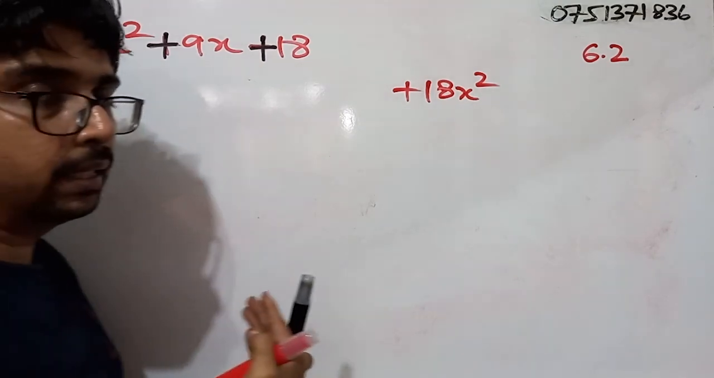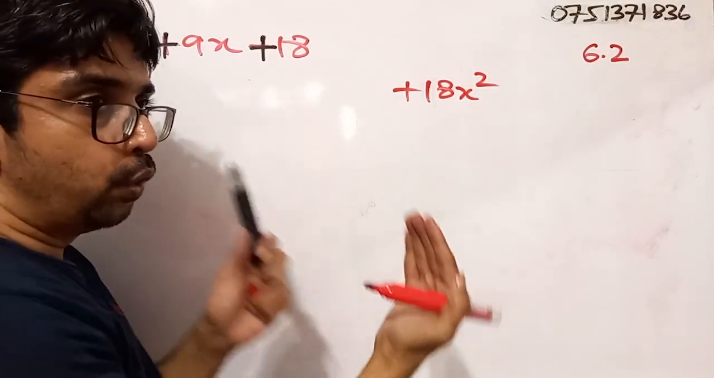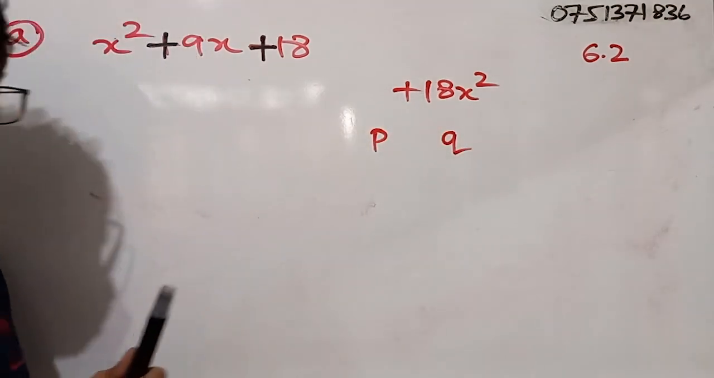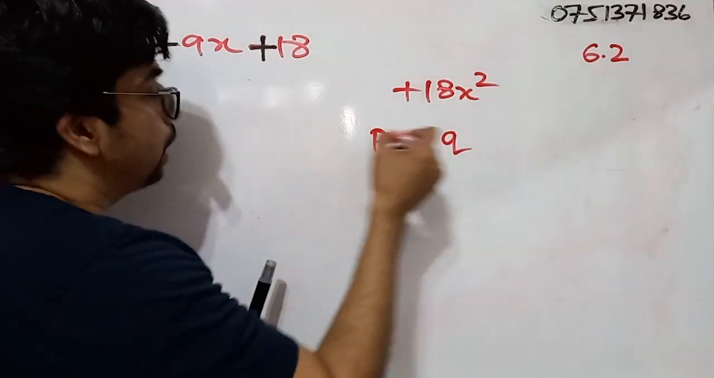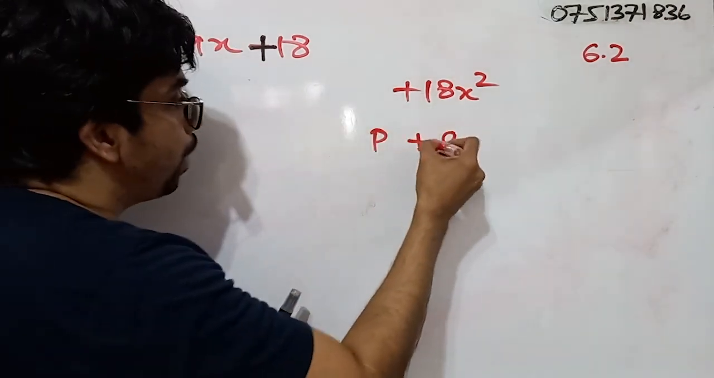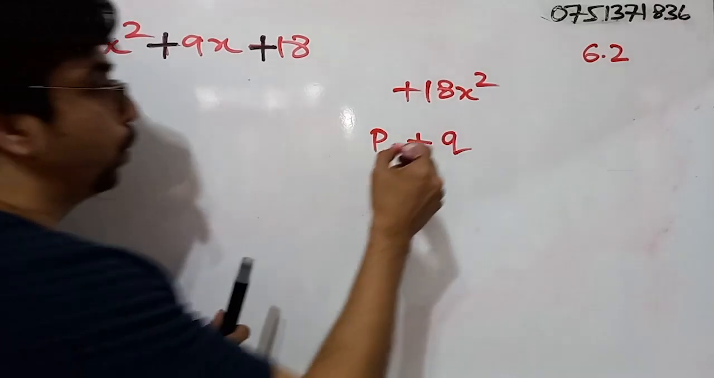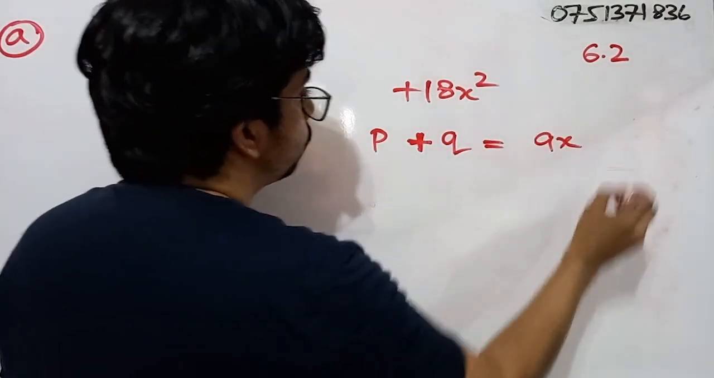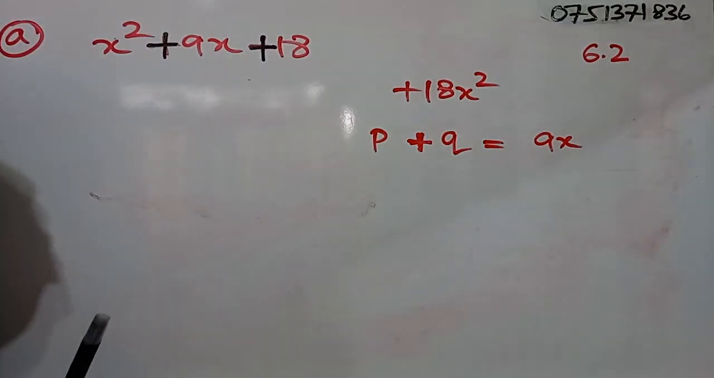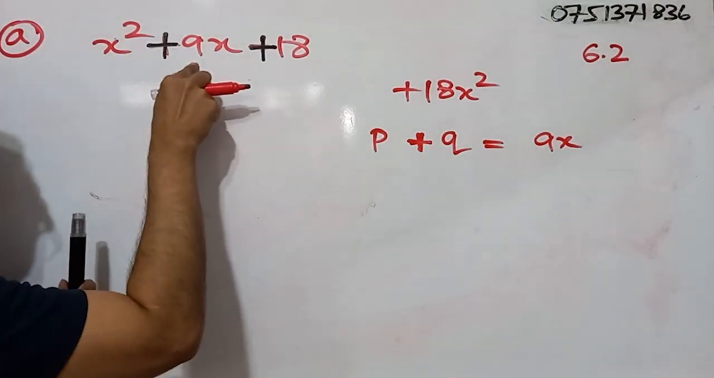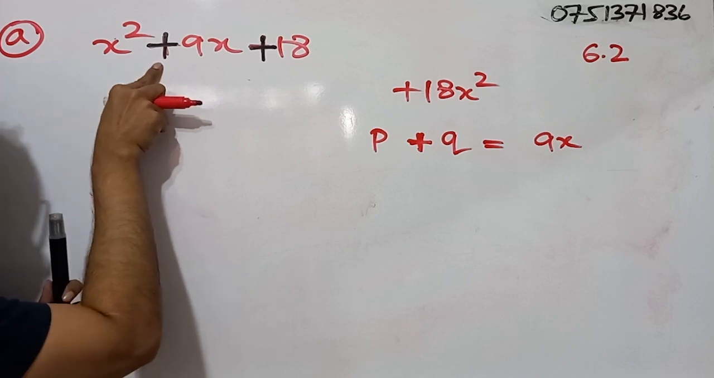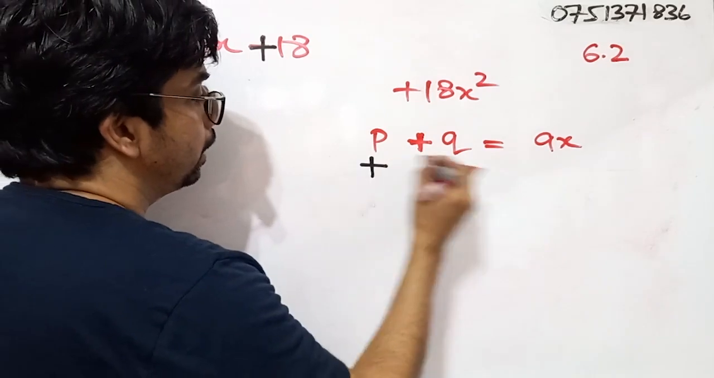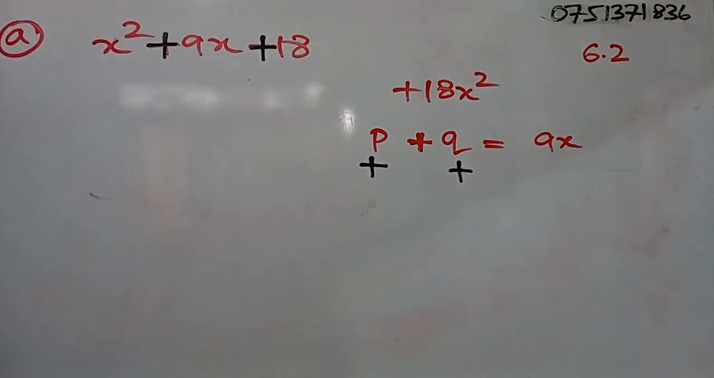So again, that signals us those two factors. If we take the two factors as p and q, right? In order to get the middle term, we have to add them. Okay? So p plus q should be equal to 9x. And also, this is the middle term. In front of it, we have what? Plus. That means both of these terms must be what? They must be positive.